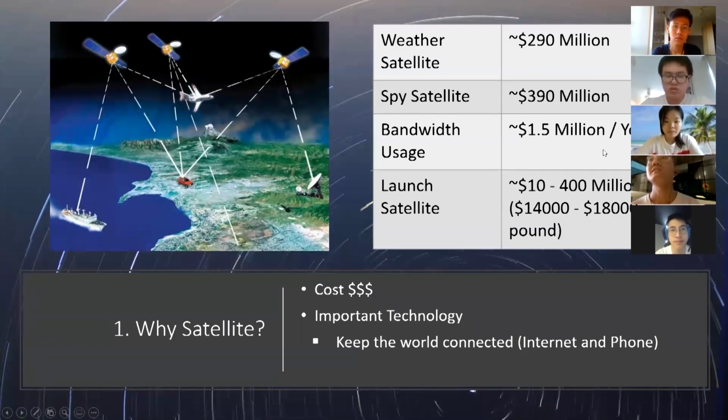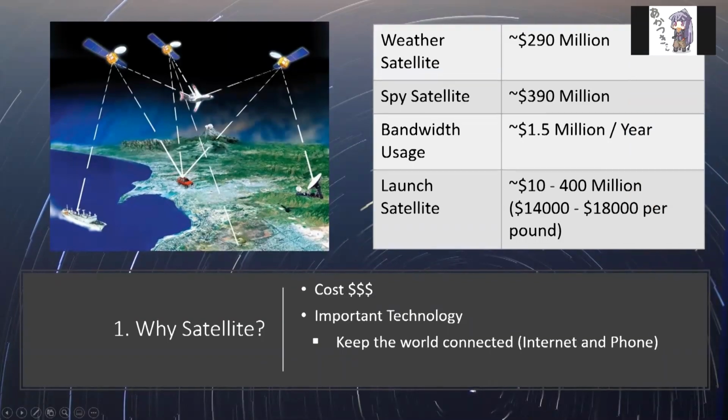So, why use satellites? Because satellites are very costly and are an important technology to keep the world connected. Our internet and our phones require satellites to communicate with each other around the globe. For example, a weather satellite costs 290 million. A spy satellite costs roughly 390 million, the yearly usage cost is 1.5 million, and to launch it costs as much as 400 million. So we have to protect all these satellites and this technology and calculate their movement.